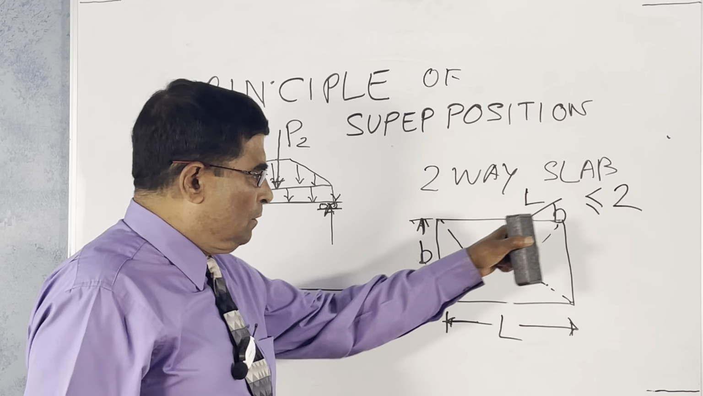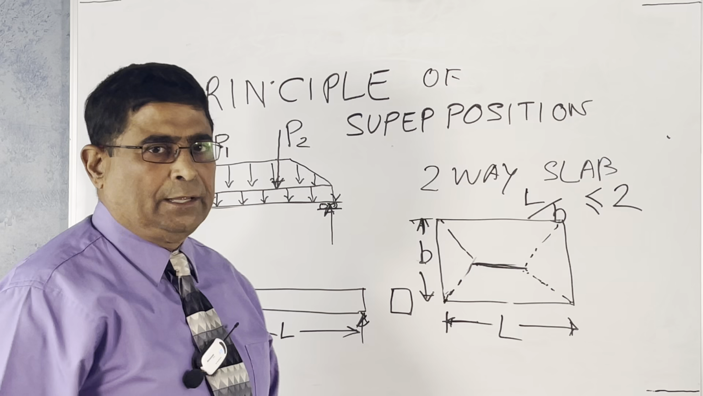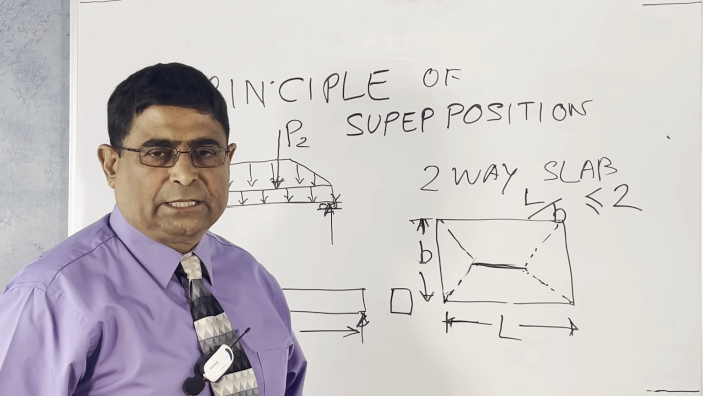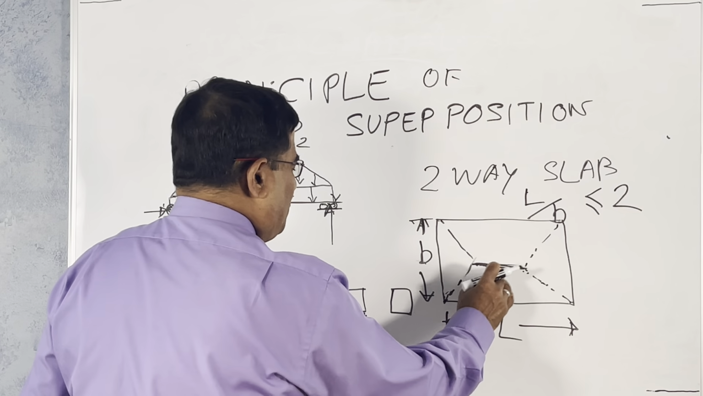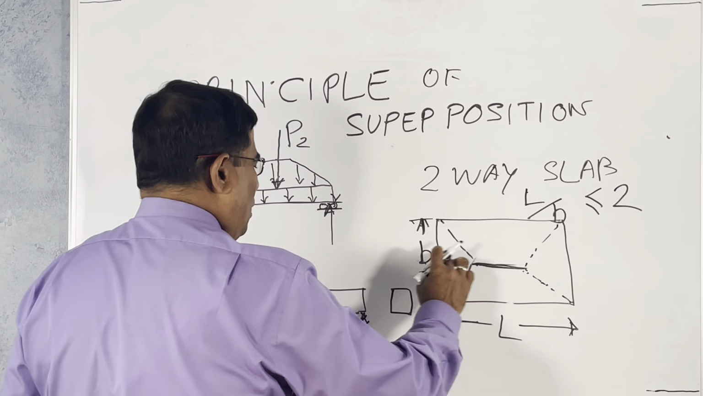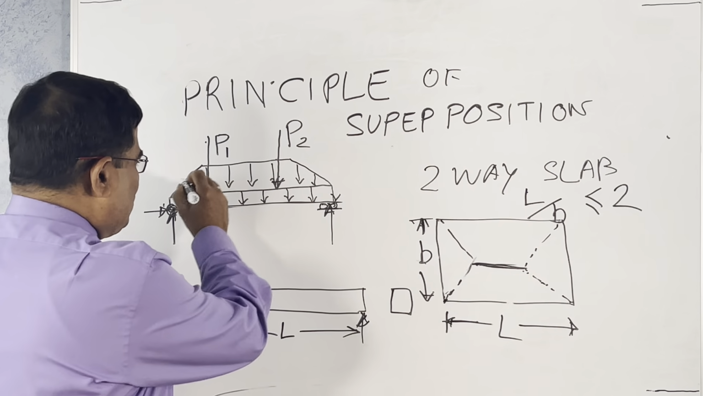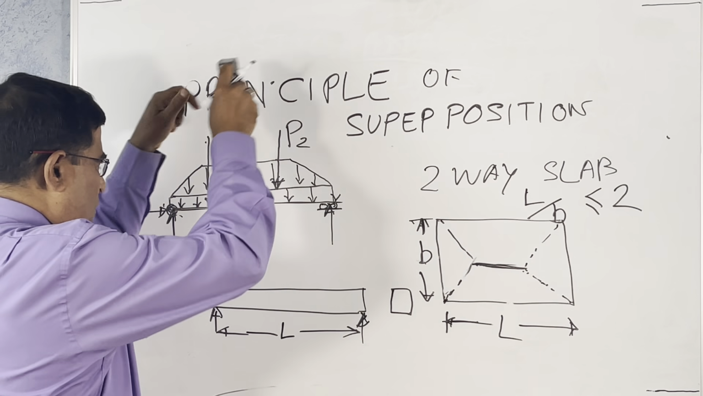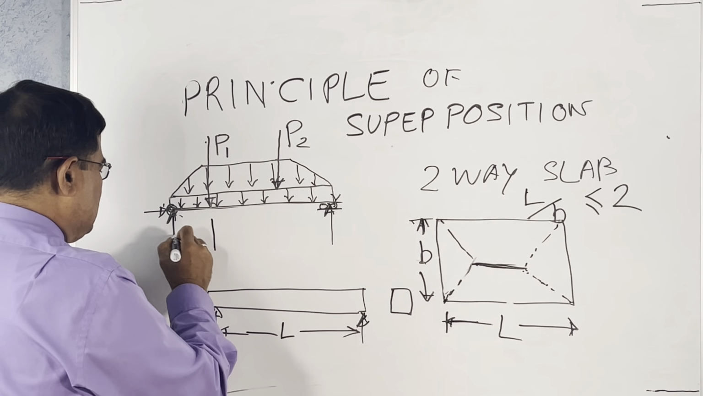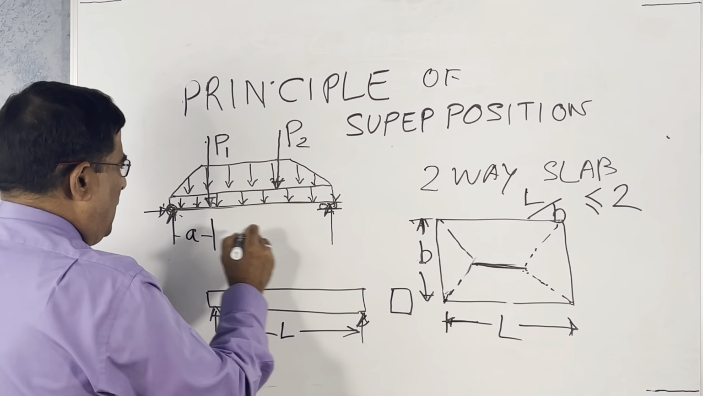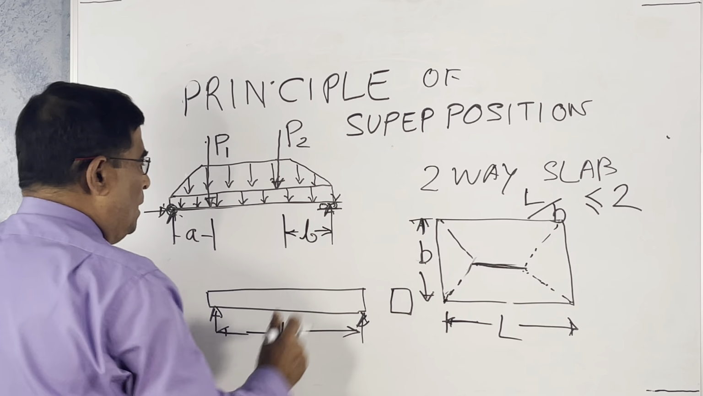That means the ratio between the length and breadth should be less than or equal to 2. Then it's a two-way slab. That means all the forces will be distributed to all 4 beams. So in that case, you have got a trapezoidal. And P is the concentrated load coming there, the point load. They're coming at a distance, say from here to here it is A, and from here to here it is B.